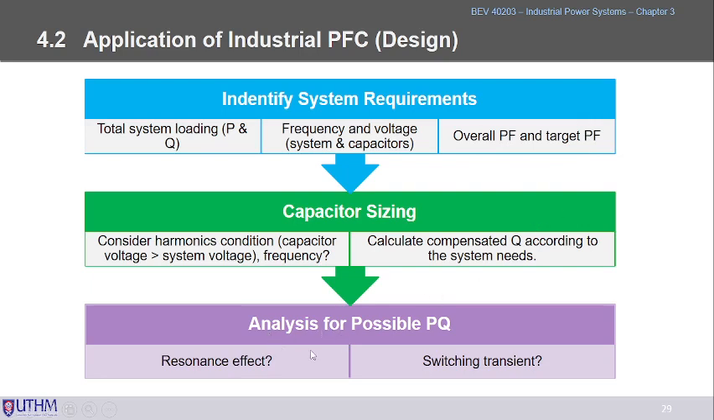Okay. Now after that we analyze. After we have the capacitor bank in place and everything is okay, another power quality issue when you install the capacitor bank is the resonant effect and the switching transient as well. So these are two main impacts. Of course, we are happy when we increase the power factor, let's say from 0.6 to 0.9. But at the same time, we need to check for the two possible power quality issues, which are the resonant effect and the switching transient.